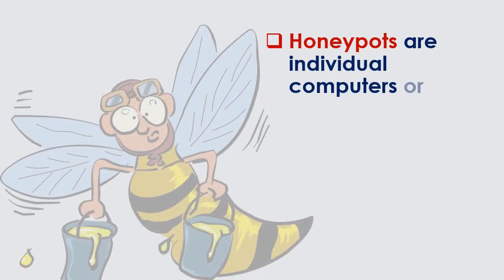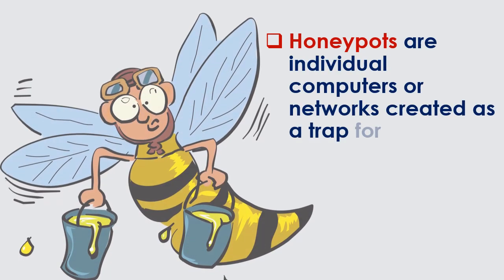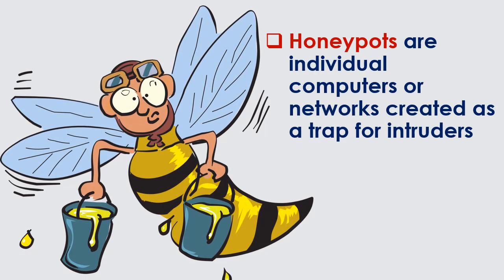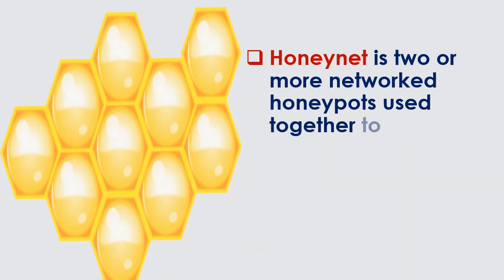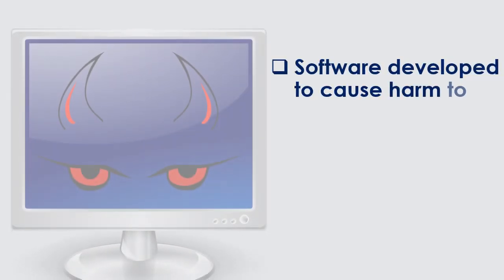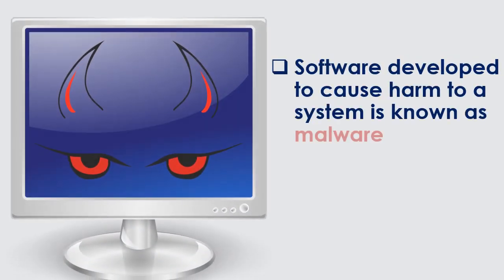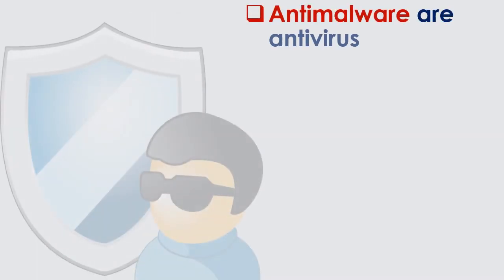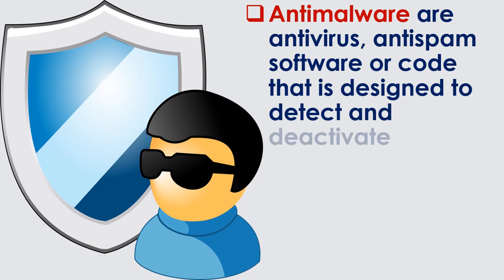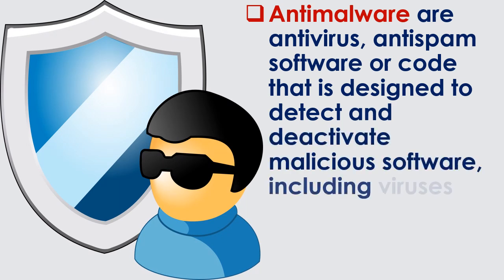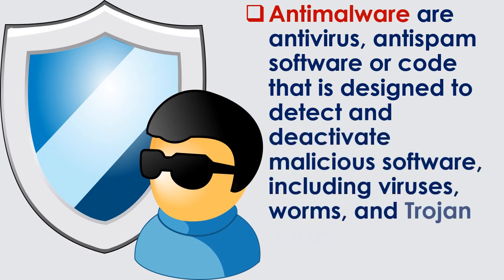Honeypots are individual computers or networks created as a trap for intruders. A honeynet is two or more networked honeypots used together to simulate a network. Software developed to cause harm to a system is known as malware. Anti-malware is antivirus, anti-spam software, or code that is designed to detect and deactivate malicious software, including viruses, worms, and Trojan horses.